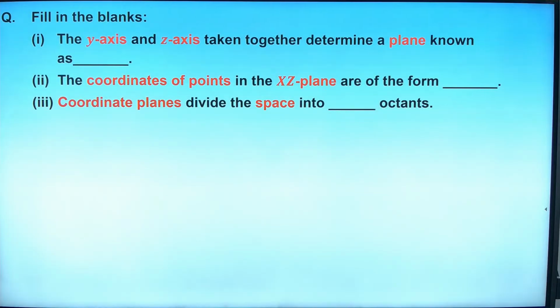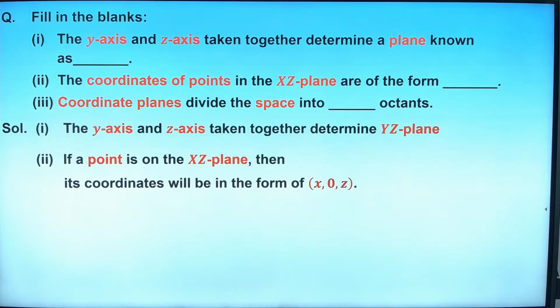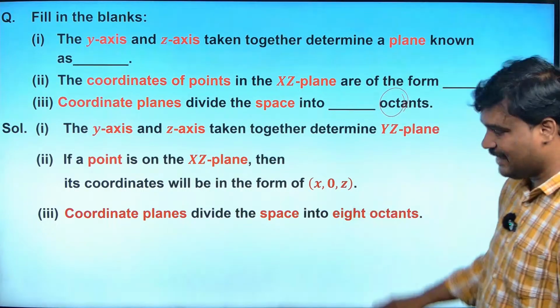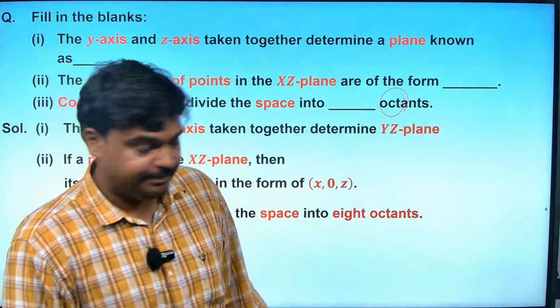Y axis and z axis taken together determine a plane known as the yz plane. Okay, yz plane. Similarly, the points on the xz plane are in the form of x comma 0 comma z. The coordinate planes divide the space into how many octants? It is 8 parts, that's why it is called an octant. Octant means 8 in Greek.